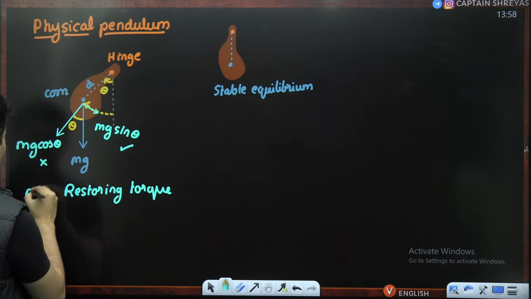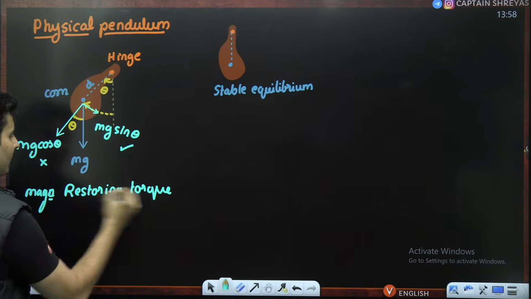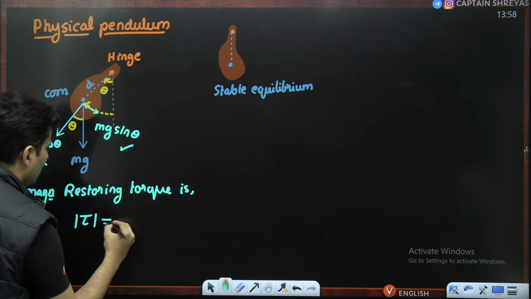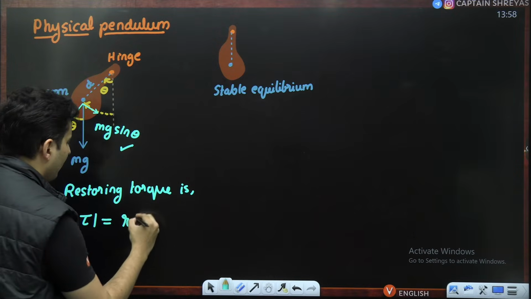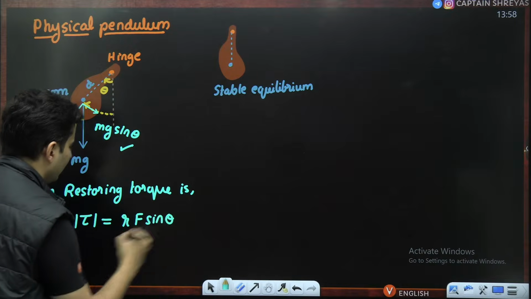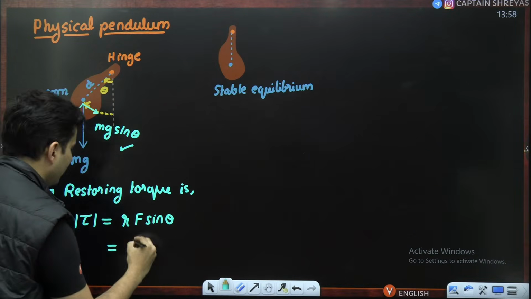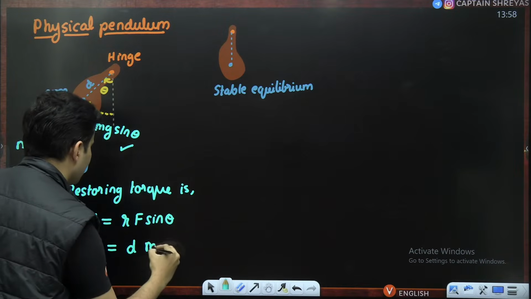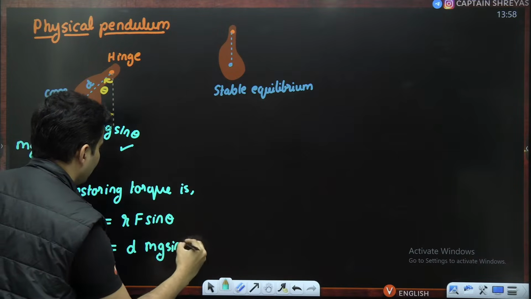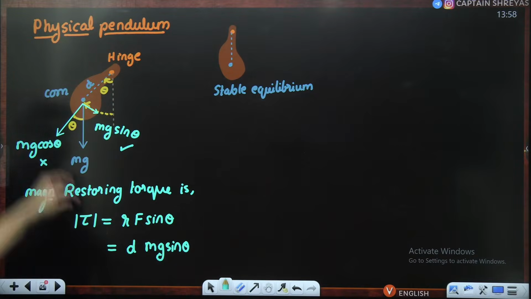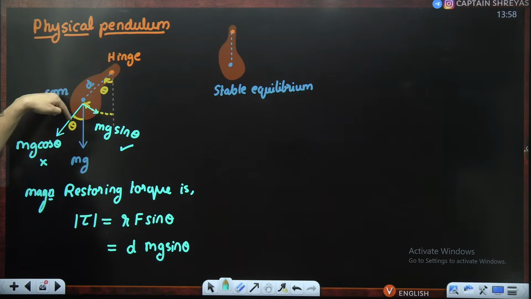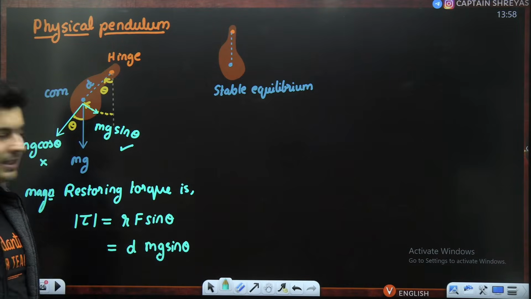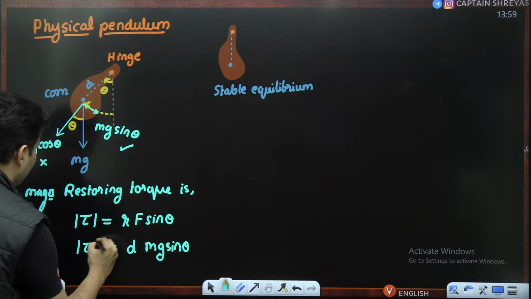magnitude, the magnitude of restoring torque is going to be, observe this carefully, r cross F, right? r F sin theta. What is r? r is over here, d. What is the force? Already it is mg sin theta. I have already taken the component. mg was the force, angle between them was theta. So mg sin theta, already done. Yes. So d mg sin theta is the magnitude of the torque.